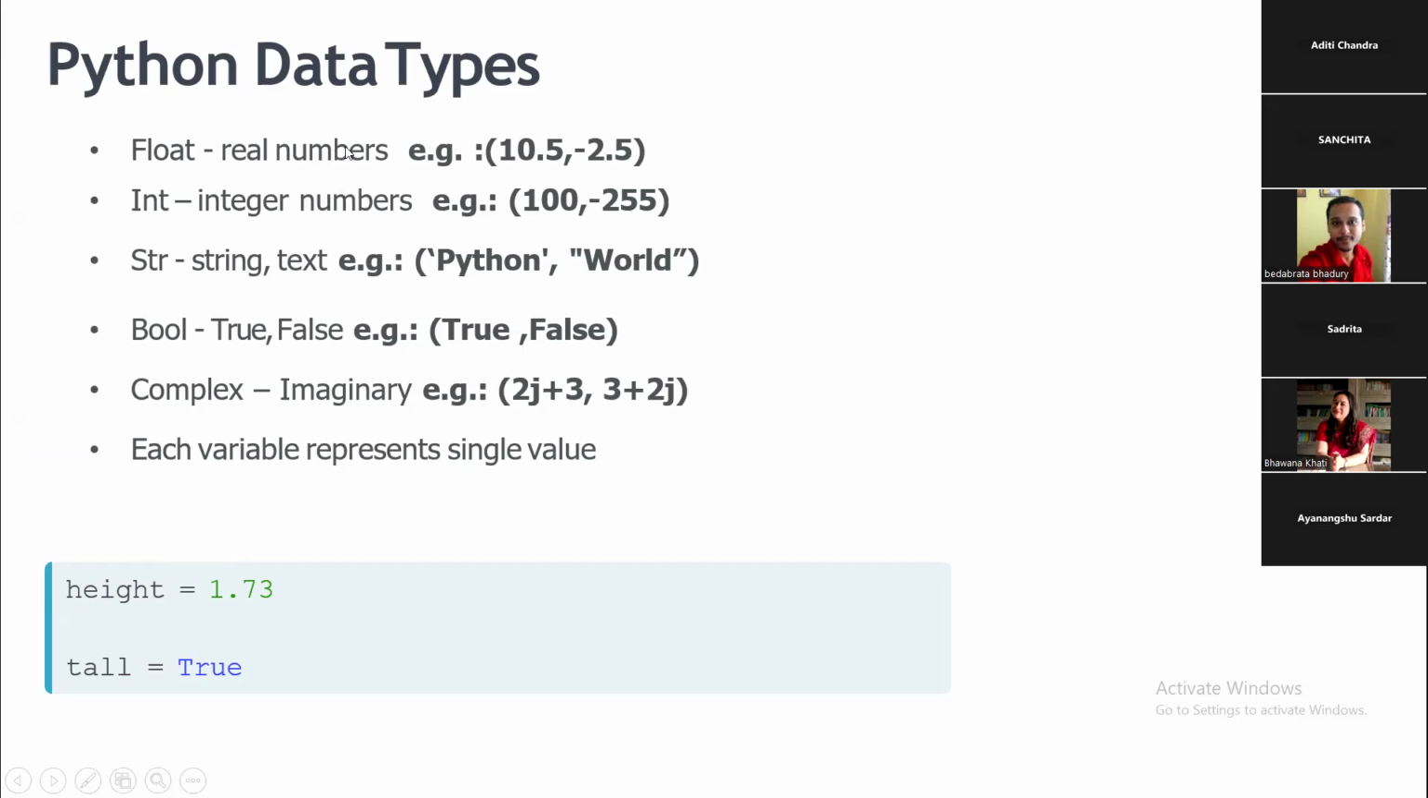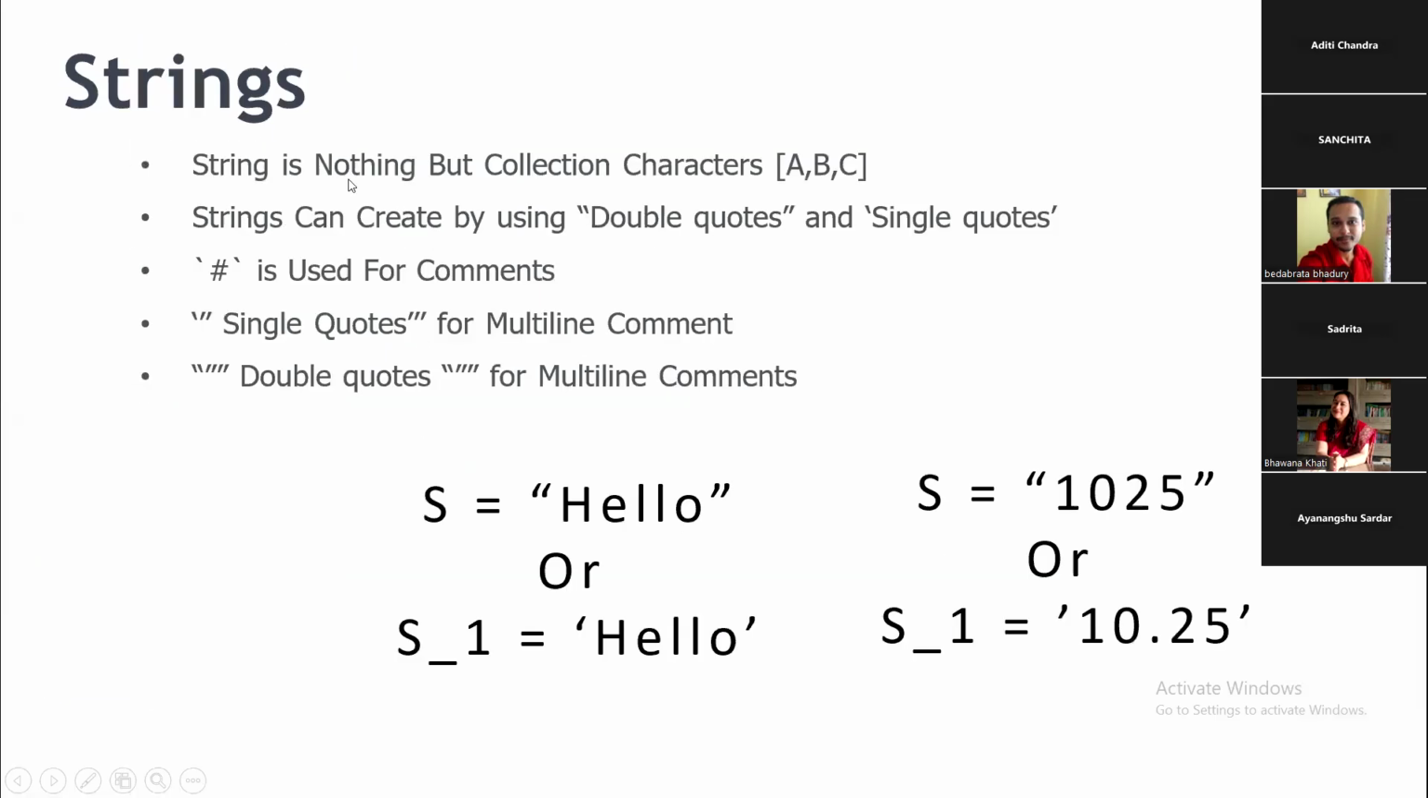this is very interesting. There are mainly 5 data types in Python. One is the float data type, one is the integer data type, and what is the string data type? Text. One is the Boolean data type, and one is the complex data type. So if height equals 1.73 and tall equals 2, a string is nothing but a collection of characters, like ABC. Strings, this is very important.